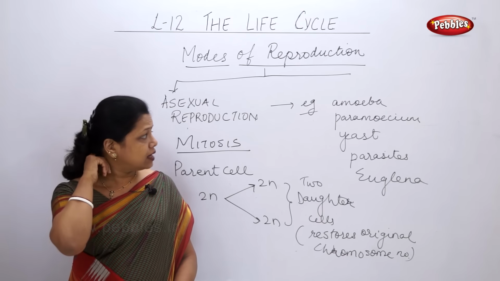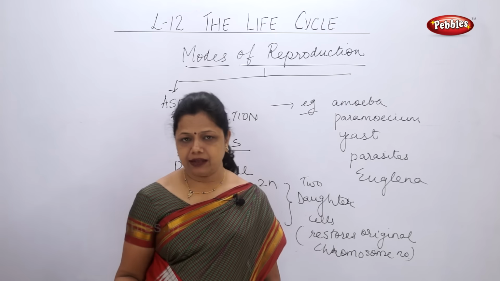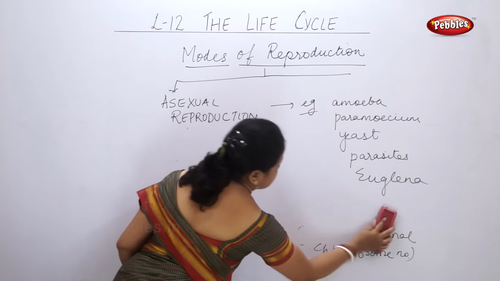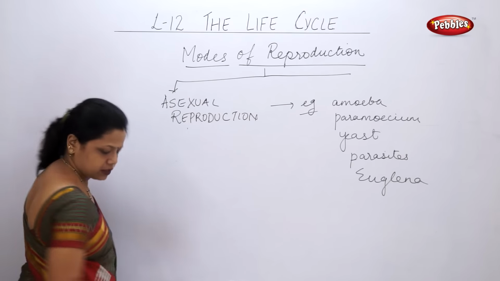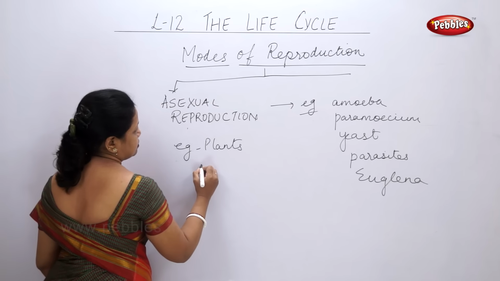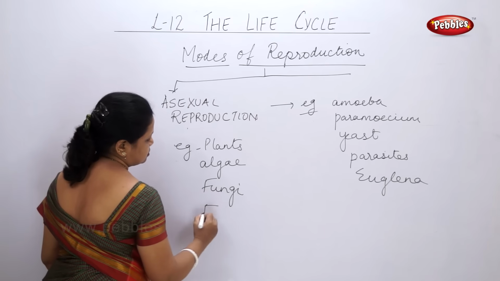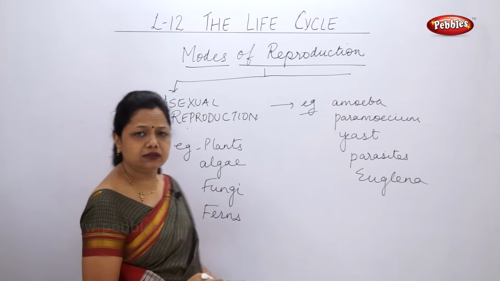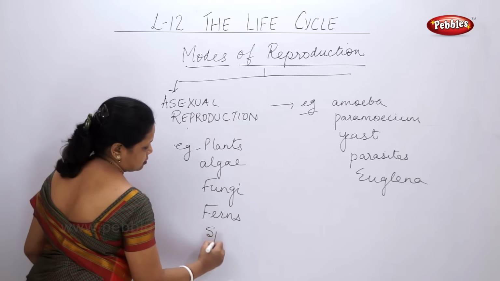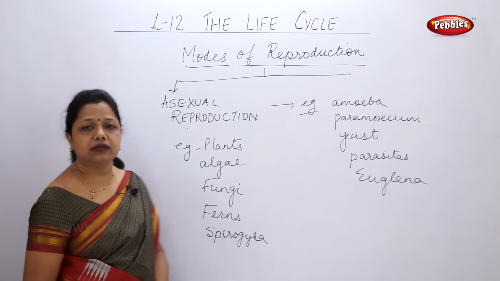Now what are the plants in which this asexual reproduction is seen? Now you can say the plants may be algae, fungi, ferns. So you can write down the examples of plants which show asexual reproduction. Algae, fungi, ferns. So these are some of the names of plants which show reproduction due to asexual reproduction. I can say Spirogyra. So these are the examples of animals and plants which shows asexual reproduction.